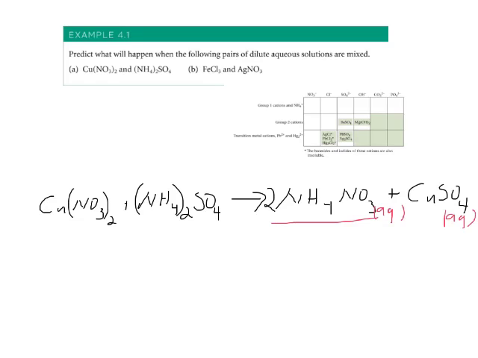So you say, well, what happens? And the answer is nothing. If we mix these together, we just have a mixture. In our mixture, we have copper ions, nitrate ions, ammonium ions, and sulfate ions, but nothing actually changes. So this is considered no reaction. Why don't you pause the video and see if you can go through the next example, and then take a look at what I've done, and we'll talk about it.